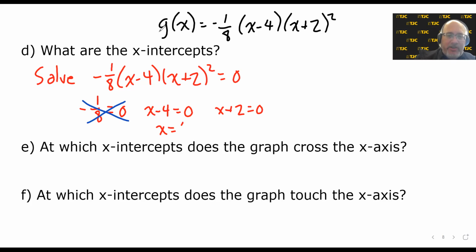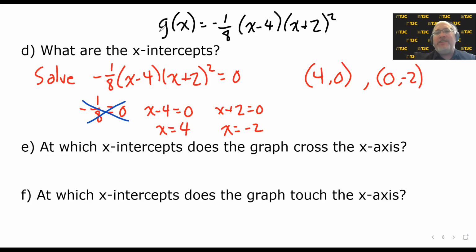Solve the first one to get x equals 4. Solve the second one to get x equals -2, which means my x-intercepts are at (4, 0) and at (0, -2). Now we know we're about to ask where it crosses and touches, so let's go ahead and do that analysis now.